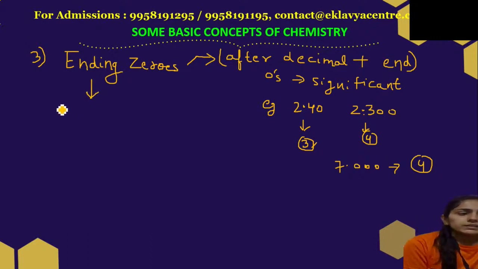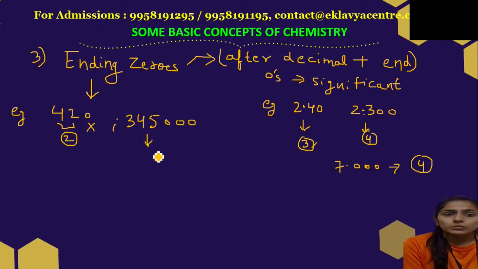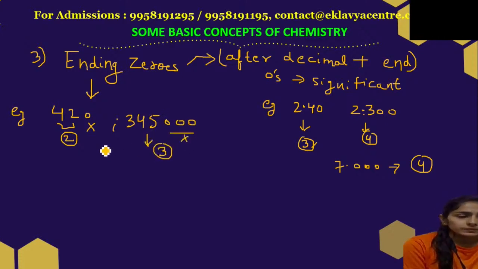Now suppose we have 420. Since this 0 is at the end, fine, but it is not after the decimal, so we have only 2 significant digits. Suppose we have 3345000. So we have only 3 significant digits. These zeros will be insignificant. Clear?